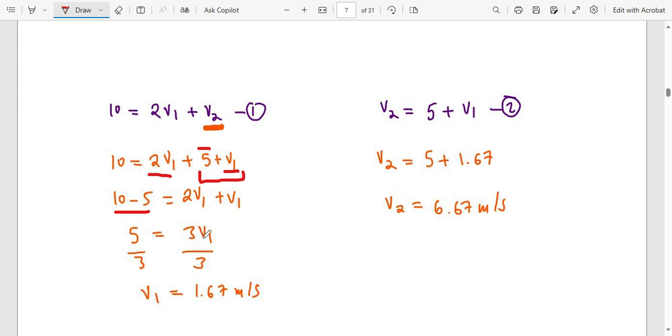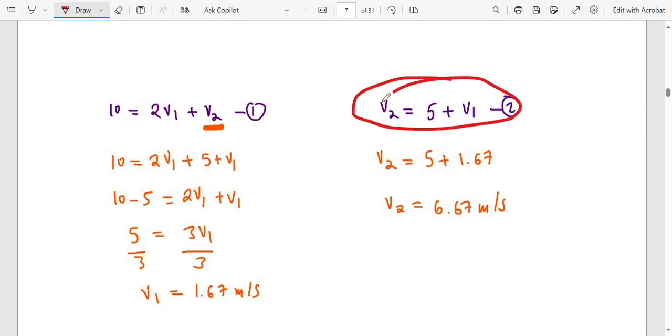So we are now going to have 5 is equal to 3v1, divide through by 3. So we're going to have v1 being equal to 1.67 meters per second. So this is going to be the velocity at which the first ball is going to move after collision. To find the velocity at which the second ball will be moving, we'll just get the same second equation, v2 is equal to 5 plus v1. But remember, we found that v1 is 1.67. So v2 ends up being 6.67.